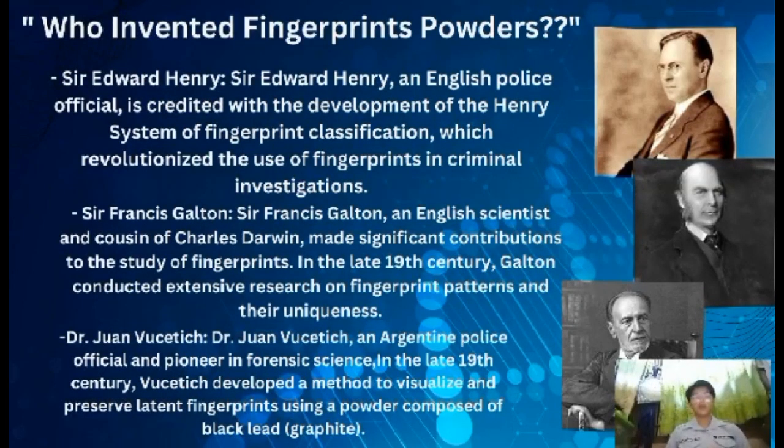First, Sir Edward Henry, an English police official, is credited with the development of the Henry system of fingerprint classification, which revolutionized the use of fingerprints in criminal investigation. Second, Francis Galton, an English scientist and cousin of Charles Darwin, made significant contributions to the study of fingerprints in the late 19th century. Third, Dr. Juan Vucetich, a police official and pioneer in forensic science in the late 19th century, developed a method to visualize and preserve latent fingerprints using a powder composed of black lead.